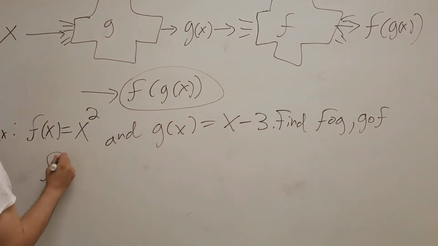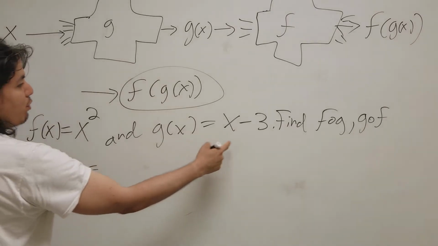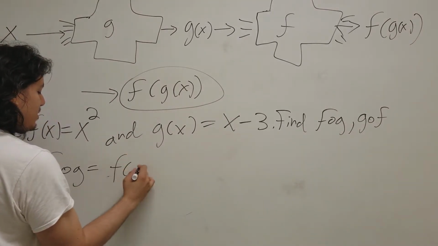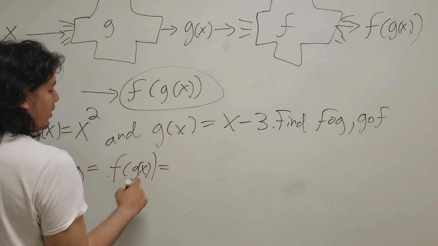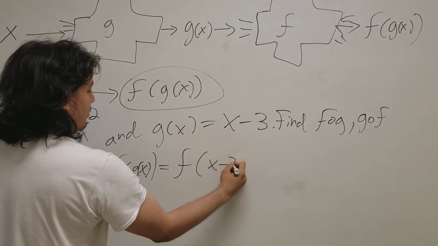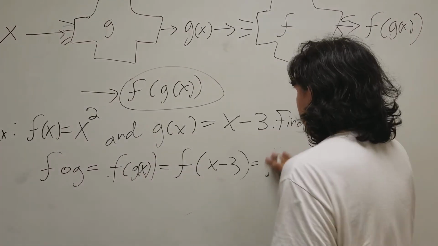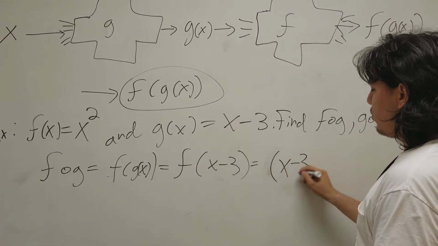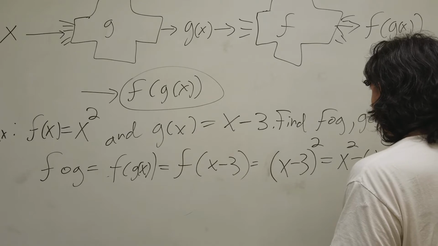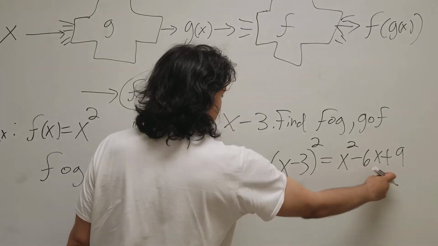So let's do f composition g, which just means whatever my g of x is, I'm putting it within this function. You plug in what g of x is, so you have f of x minus 3. Now you take this and put it inside here, and you get parentheses x minus 3 getting squared, and if you expand this, your answer is x squared minus 6x plus 9.